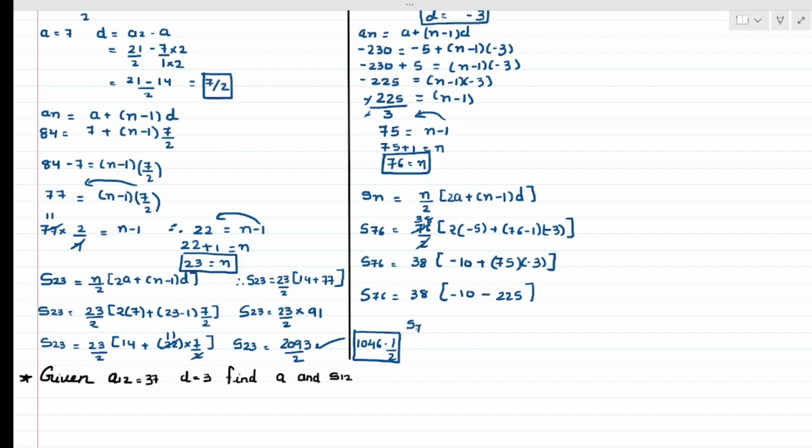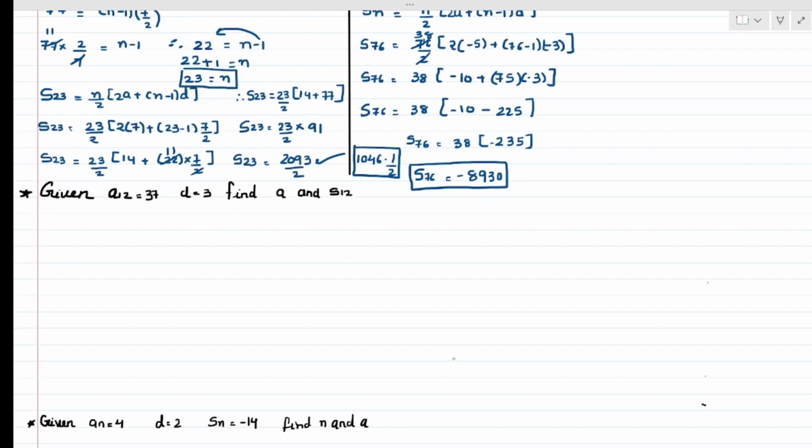So S76 is equal to 38 times. Now add on this 225 into plus 10. That means it will become 235 but in negative format. So 235 multiplied by 38 gives me your answer, S76 is equal to 8,930 but in negative format. This way you got your answer for S76. Okay. It's easy. Moving on to the next sum.